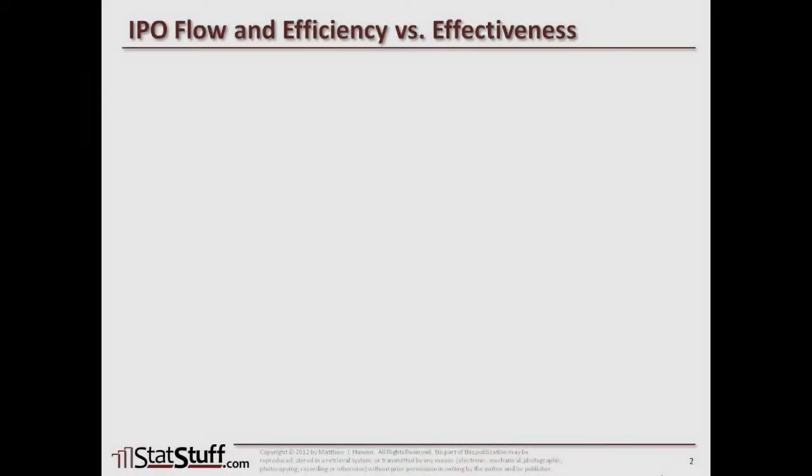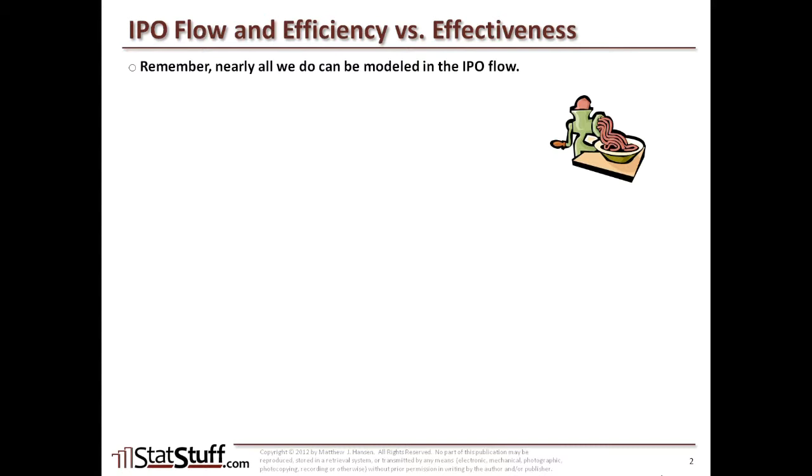So, let's briefly review again the IPO model and the differences between efficiency and effectiveness. If you remember from last time, we said that nearly everything that we do can be modeled to the IPO flow model. We used the example of the meat grinder where there was some input that goes into it. We apply some sort of process to it, and then from that process we have some sort of output. So the process is transforming the inputs to create some sort of output.